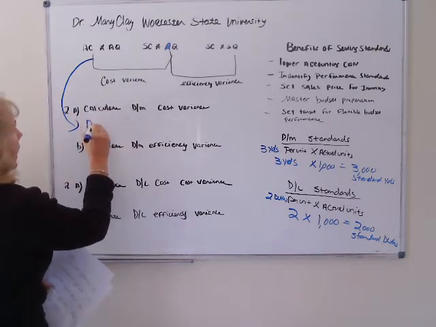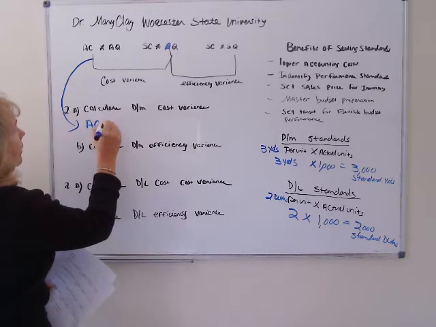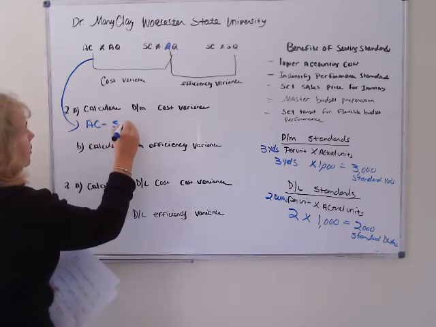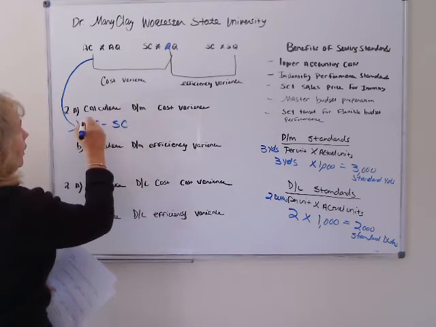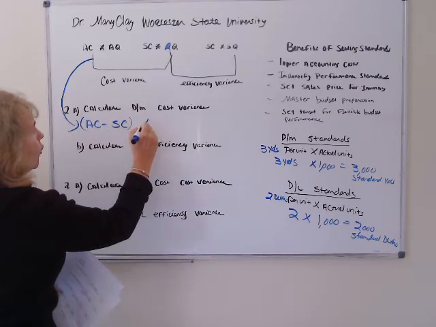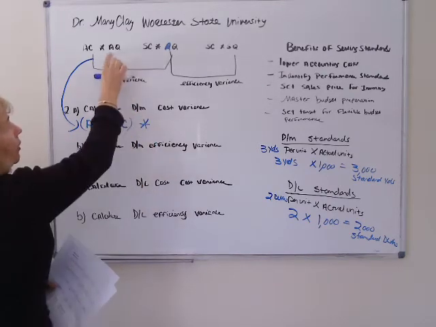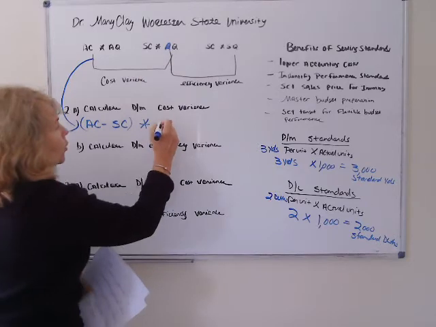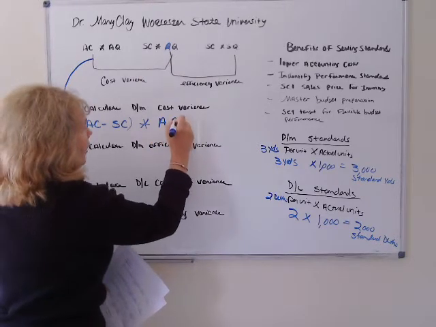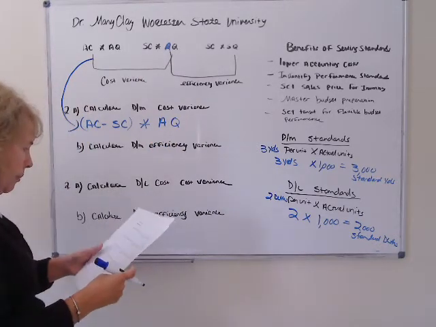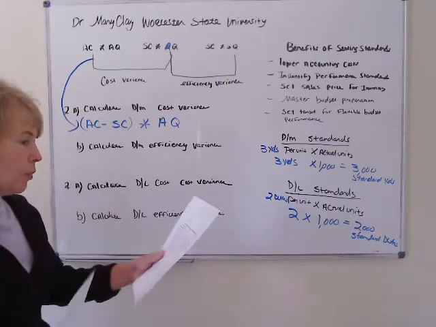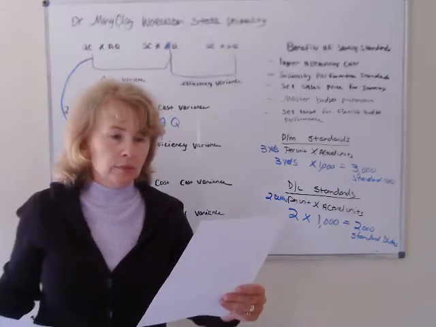It's going to be actual cost minus standard cost. Now this is only looking at cost. I'm going to multiply everything by actual quantity. All right, now I just input my numbers. I go in, what was the actual cost?